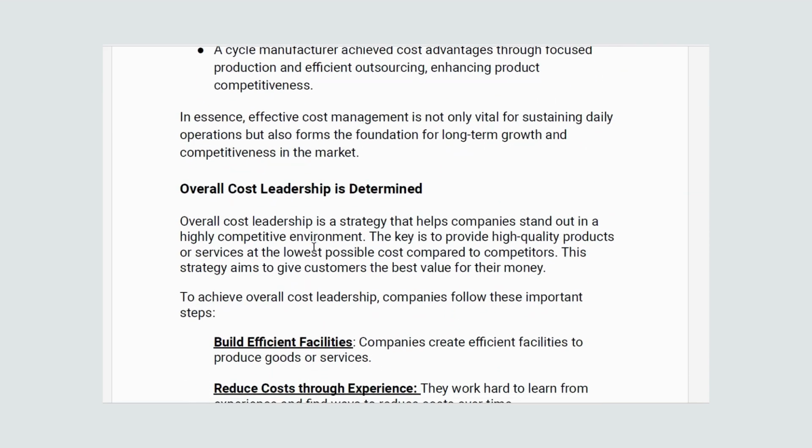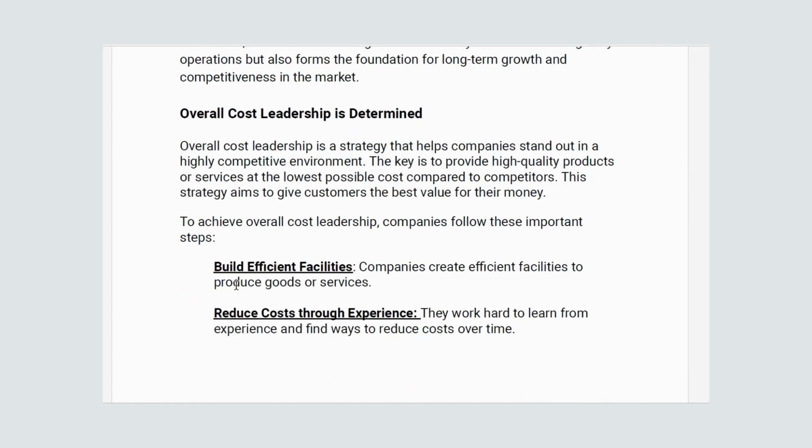Okay, so how can we determine the overall cost leadership? So overall cost leadership is a strategy that helps companies to stand out in a highly competitive environment. Okay, so it is key to providing high quality products at a lower cost as compared to other competitors. Okay, so to achieve overall cost leadership, the company should follow these important steps. So the first one is build efficient facilities. Companies can create efficient facilities to produce goods or services.